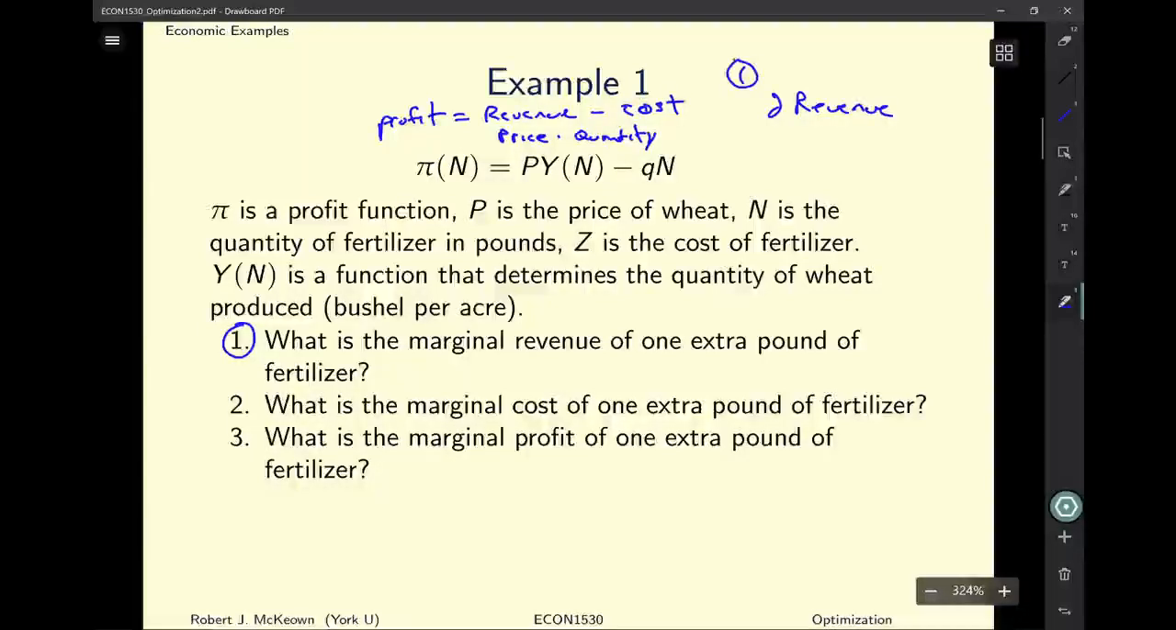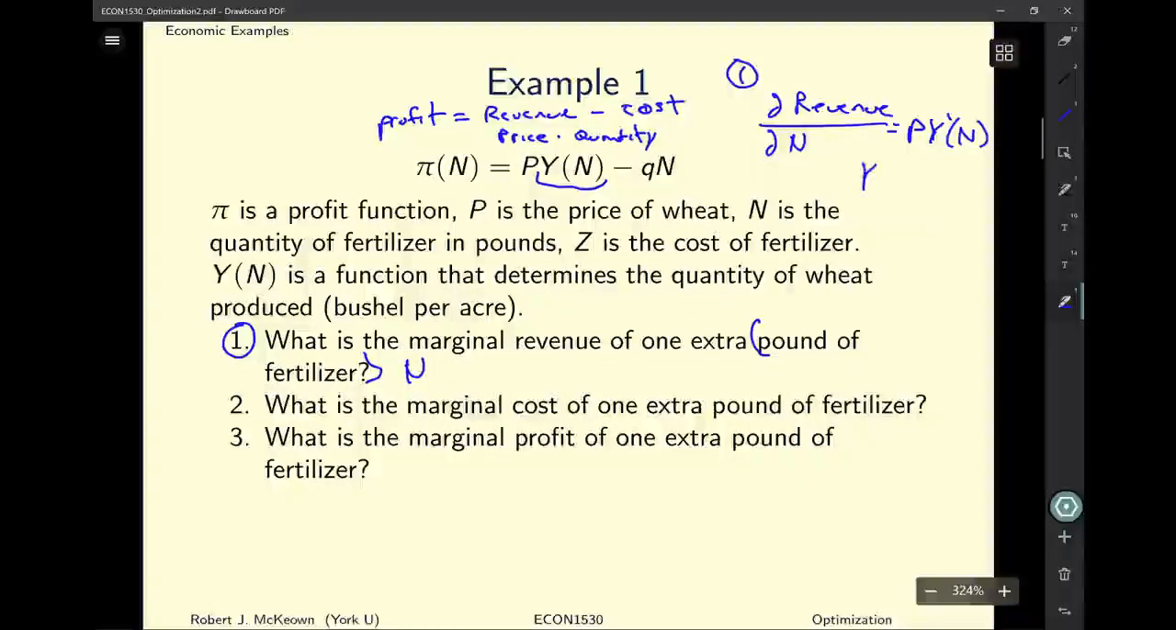Let me write number 1 up here so you know which one I'm talking about. The change in revenue over the change in fertilizer. 1 extra pound of fertilizer. A pound of fertilizer per acre is our unit N. And so the answer here is going to be price, which just acts as a multiplicative constant, times the change in this function here, y is a function of fertilizers. So the first derivative of that, y prime n.